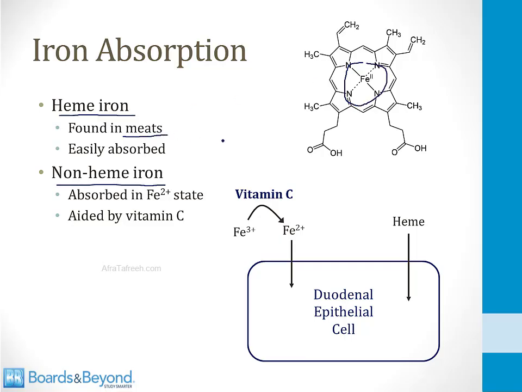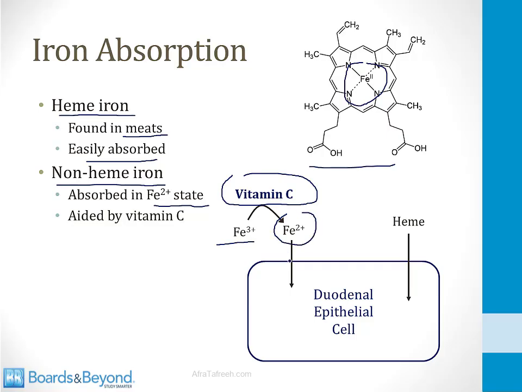When we eat meat products, we are eating the flesh of other animals that synthesize heme. Therefore, we tend to consume iron that's in the middle of a heme molecule, and this type of iron is easily absorbed by the body. The other type of iron is non-heme iron. This is iron that is free. It's best absorbed in the Fe2+ state, and vitamin C assists in absorbing non-heme iron by converting any Fe3+ iron into Fe2+ iron, which can then be absorbed by duodenal epithelial cells.